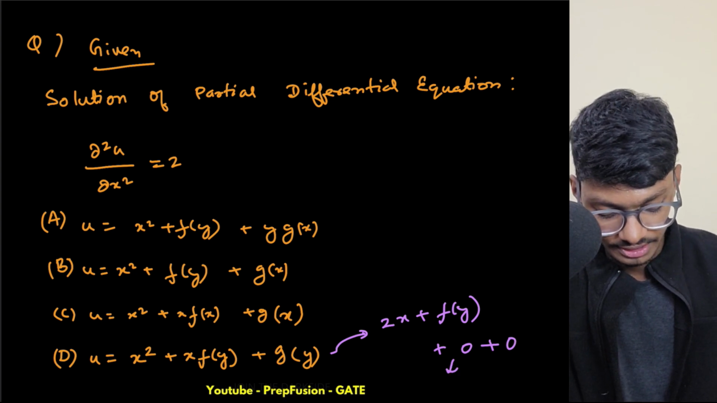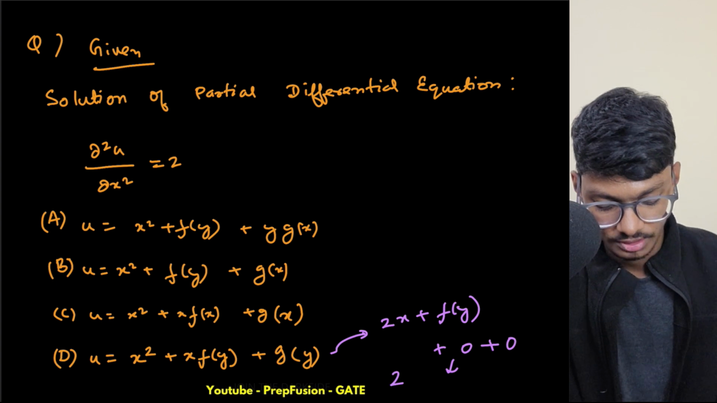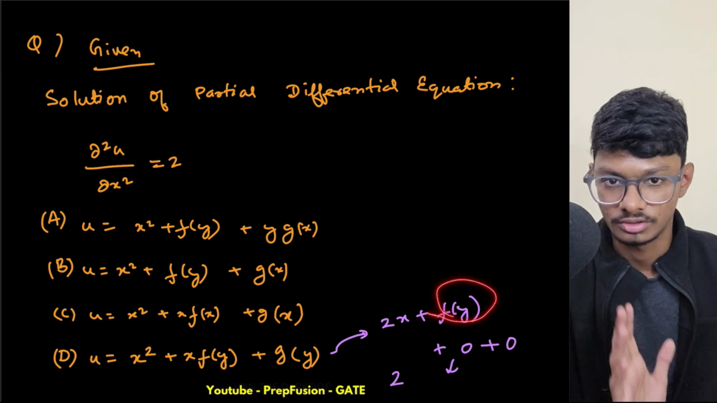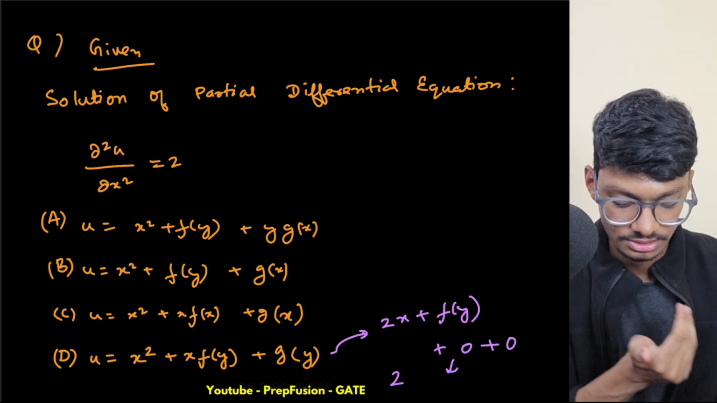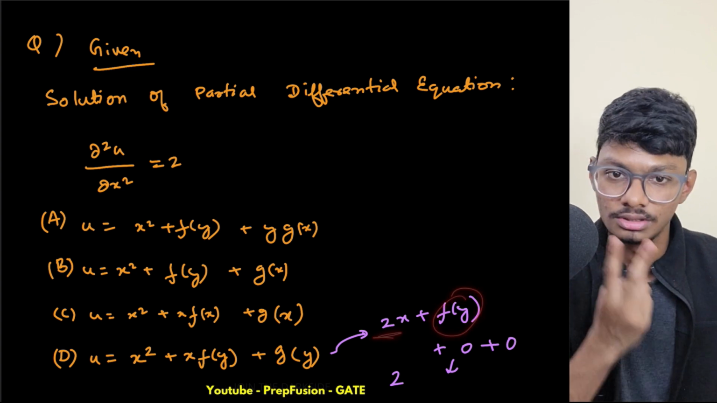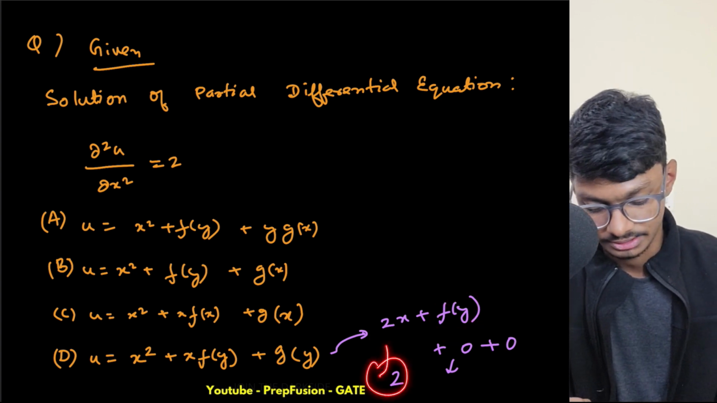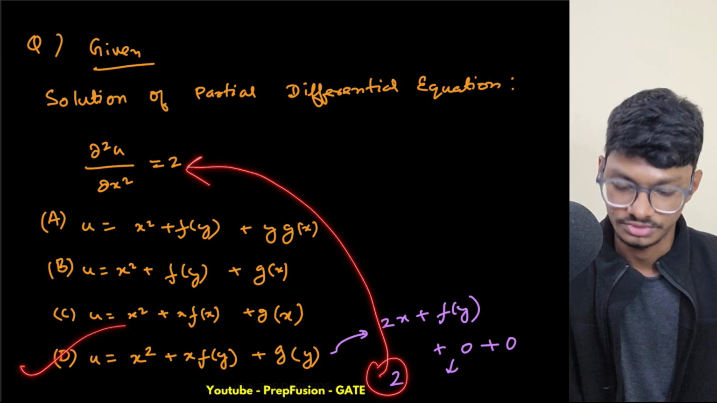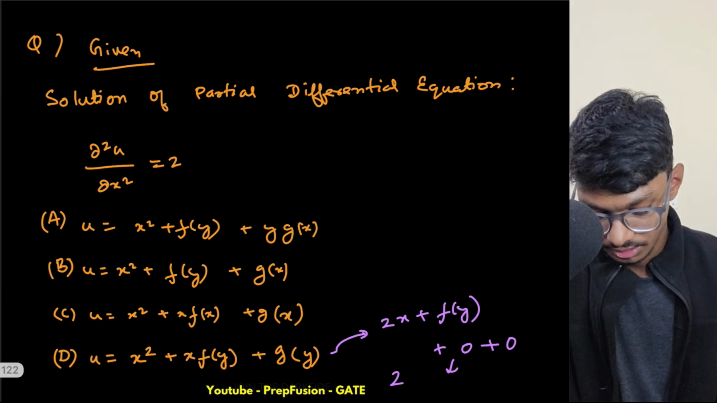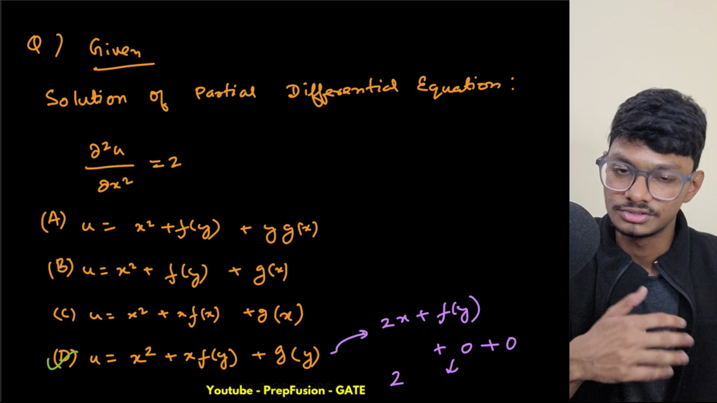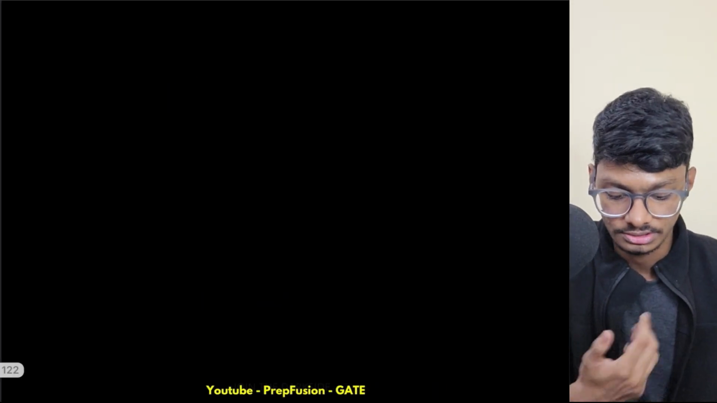Now let me differentiate it again. If I differentiate it again, this will be 2, because again this is a function of y. So if I partially differentiate it with respect to x, this will be 0 and this will be simply 2. So yes, this is satisfying. So obviously option D will be correct. This is the method which you can use to solve it quickly. Now let's formally solve it.